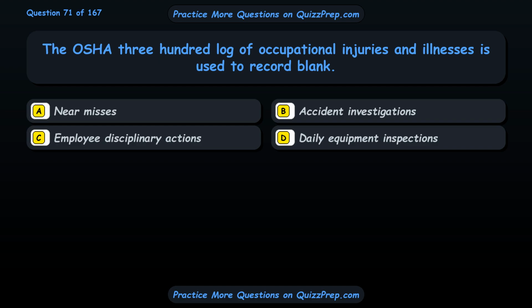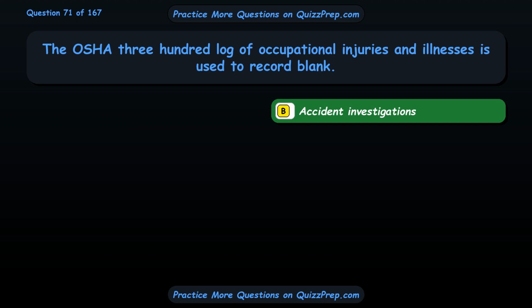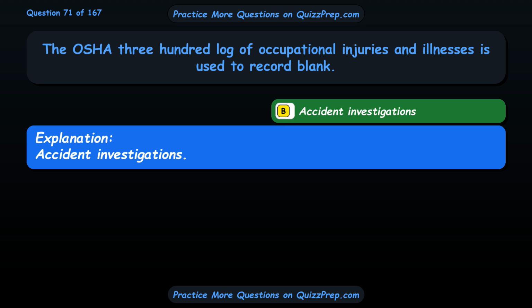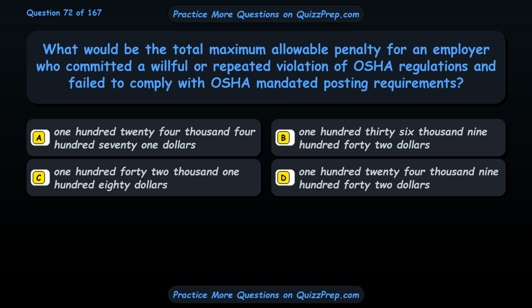Question 71. The OSHA 300 log of occupational injuries and illnesses is used to record blank. Option A, near misses. Option B, accident investigations. Option C, employee disciplinary actions. Option D, daily equipment inspections. The correct answer is option B, accident investigations.